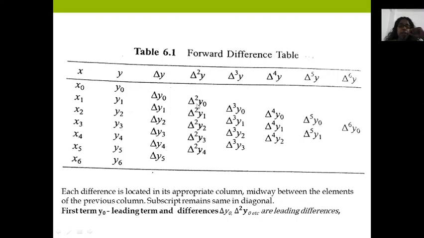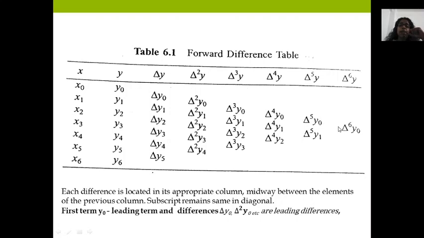Okay. And then coming to del 2y0, that is the difference between delta y1 and delta y0. So it is in between delta y0 and delta y1. Similarly, del cube y, del raised to 4y, del raised to 5y. Have a look. What is del raised to 5y0? Del raised to 4y1 minus del raised to 4y0. So it is in between. Okay. Then del 6y0 will be del 5y1 minus del 5y0.